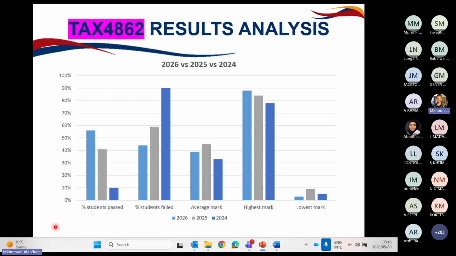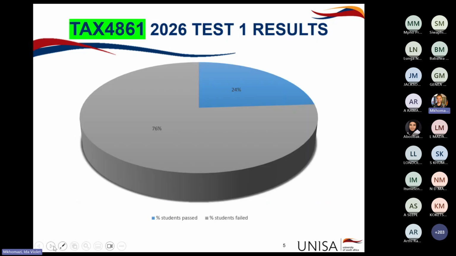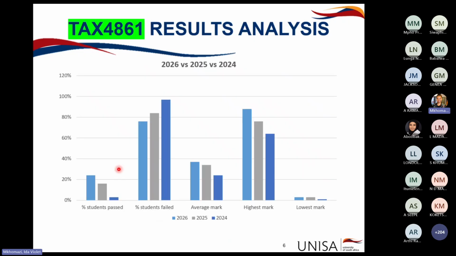Now, if we quickly look at TX4261. With TX4261, the pass rate there is sitting at 24%, which is almost a quarter of students that passed. Although you might be sitting there and thinking that 25% is low, it's actually quite pleasing to a certain extent because even here we are seeing an improvement year on year.